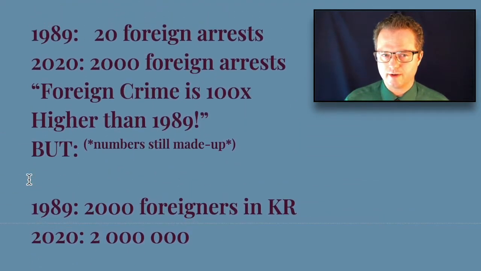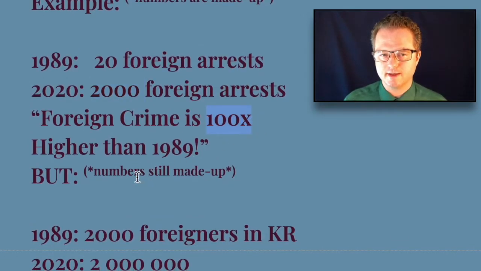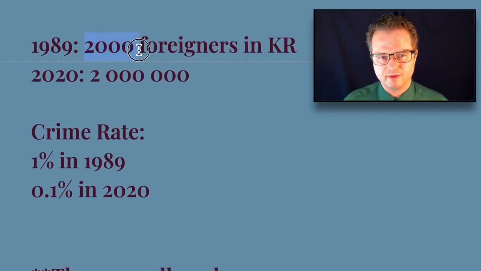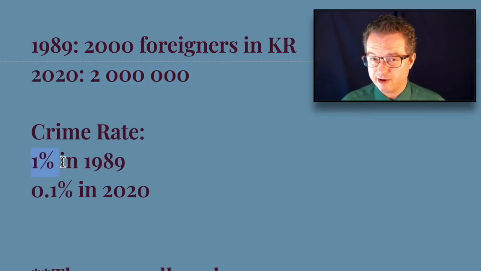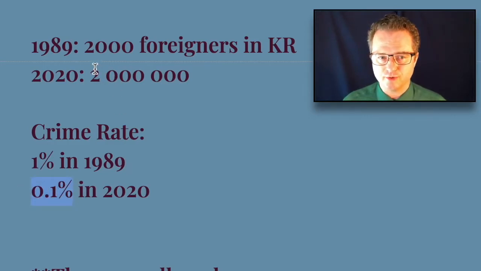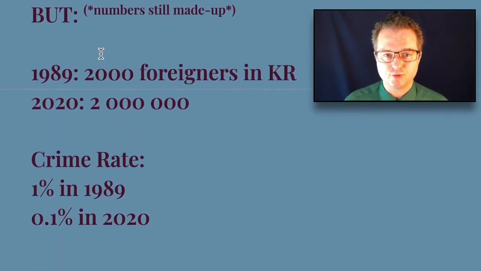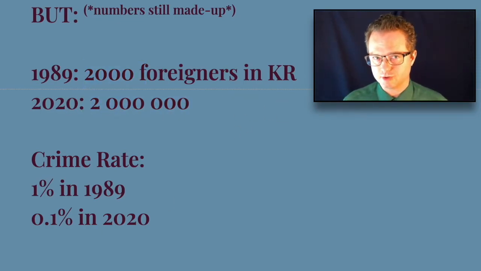Instead of looking at that raw number, if you calculate the crime rate by dividing the number of crimes by the number of people, you see that the crime rate was 1% in 1989. 20 is a low number, but a higher percent of the total number of foreigners living in Korea. And in 2020, 2,000 out of 2 million is only a 0.1% crime rate. Okay, so even though the number went up, the rate went down. And just by adding these two numbers, 2,000 and 2 million, we see how you can take true facts and tell a totally different story.